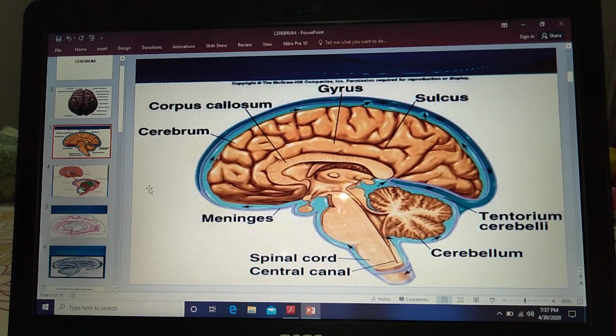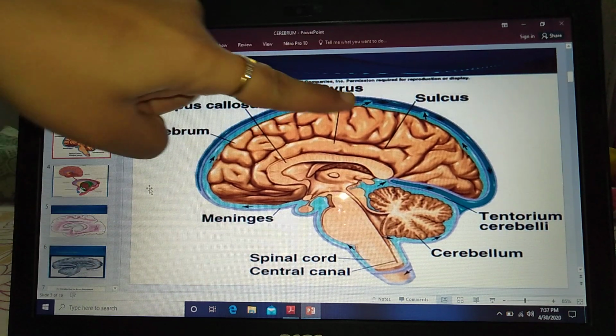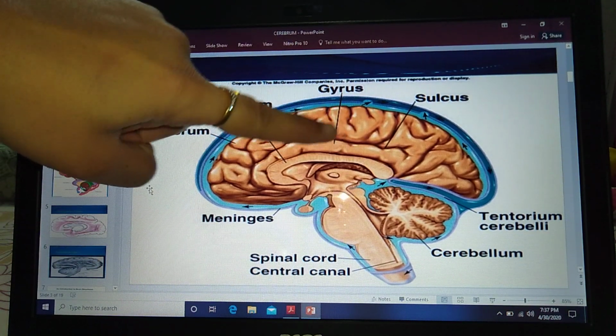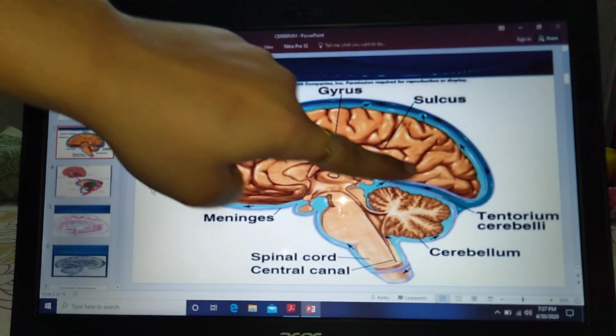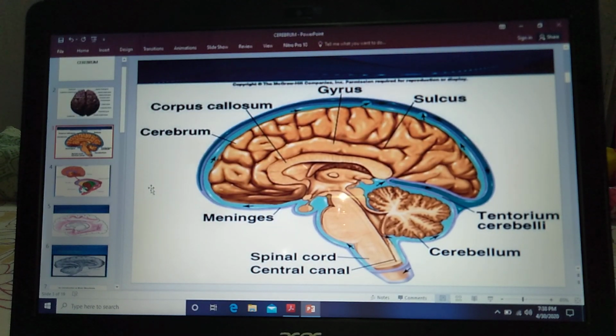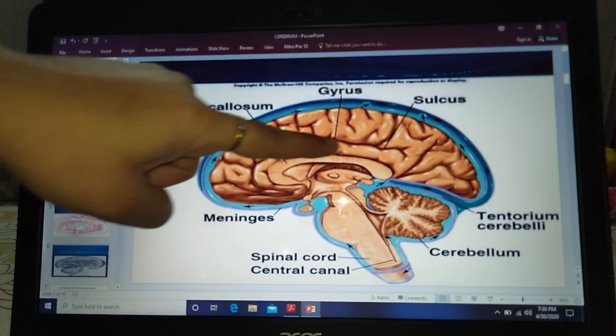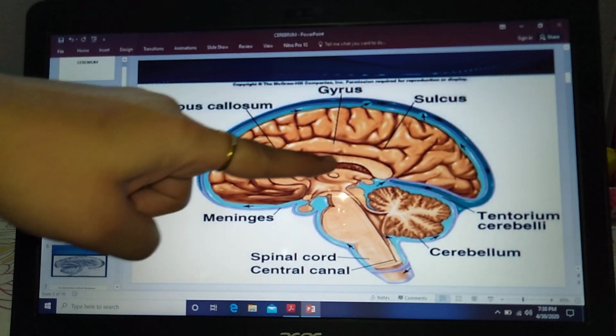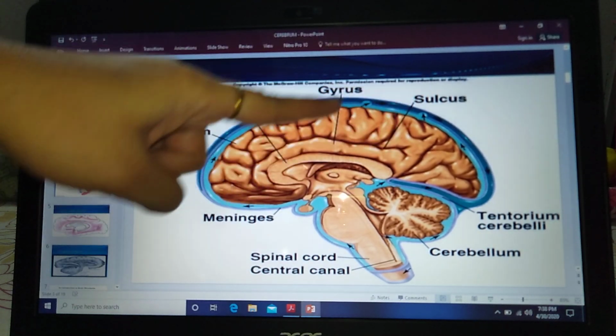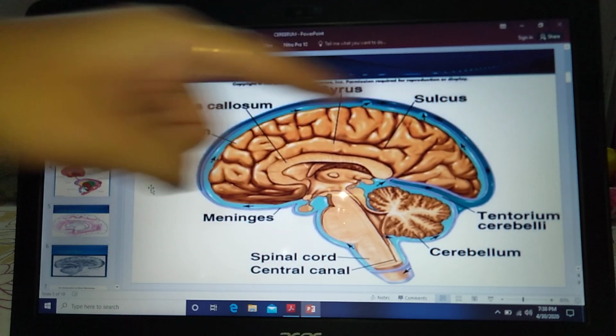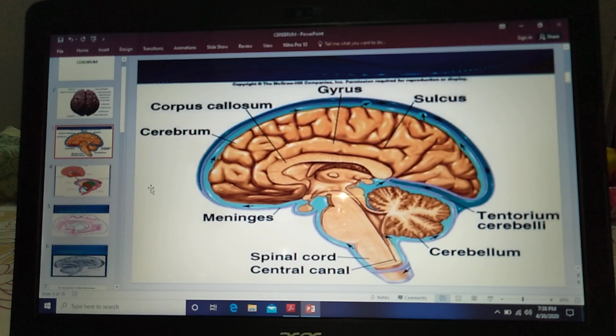Cerebrum is the largest part of the brain. It occupies the anterior and the middle cranial fossas and the supratentorial part of the posterior cranial fossa. The cerebral hemispheres have complicated folds, right, that you can see here. These are known as the gyri, and these gyri are separated by the grooves in between that are called the sulcus or the sulci.